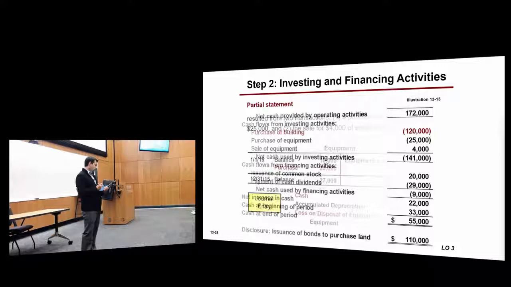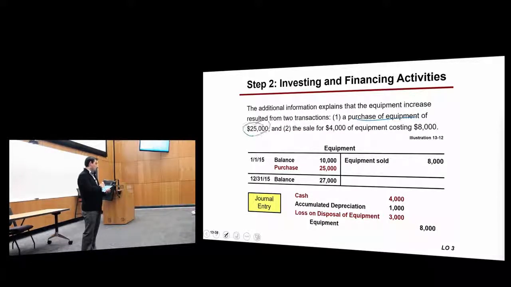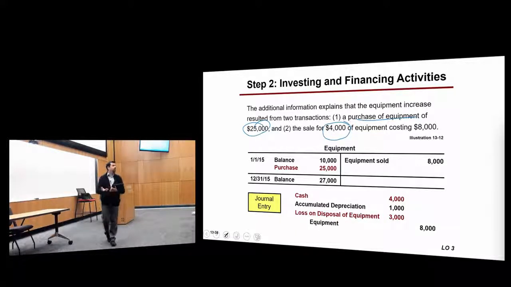The company purchased equipment for 25,000. So their cash outflow is 25,000. They sold equipment for 4,000. The cost of that equipment was 8,000. Again, you look at it from a cash perspective, cash exchange. The company bought equipment for 25,000. This is a cash outflow. The company paid that cash, so this amount will be deducted from net cash.